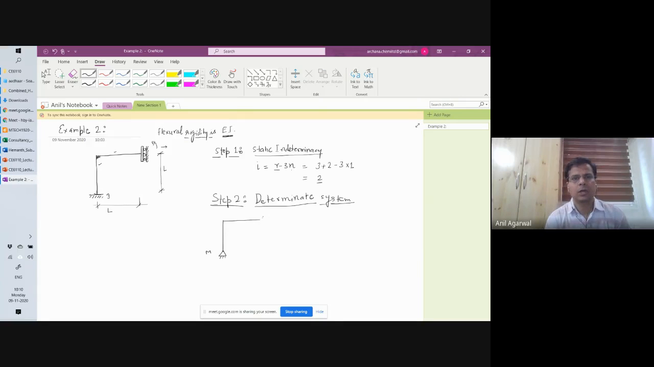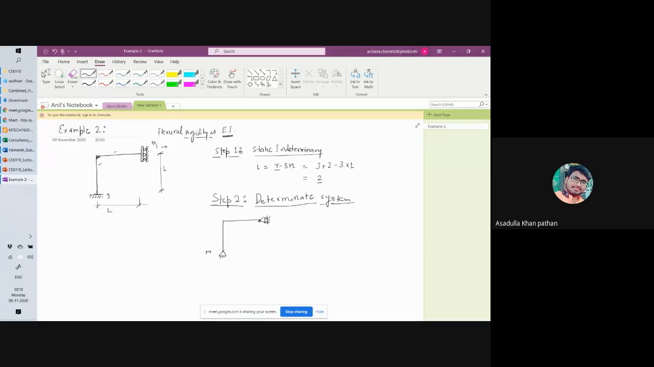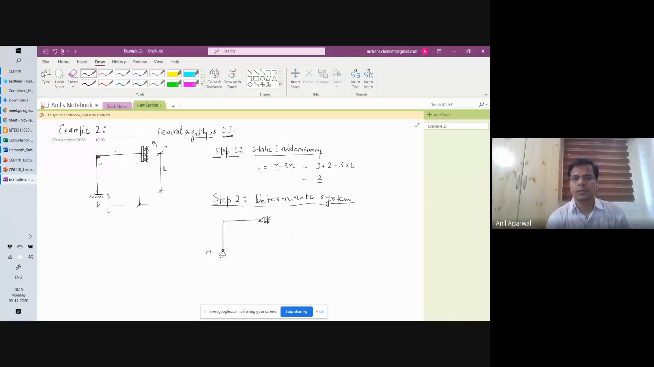If I had to continue restraining the horizontal movement, but allow for the rotation, what would I do? I would simply do this. Correct? And that would have been a determinate system. Agreed? Yes, sir.